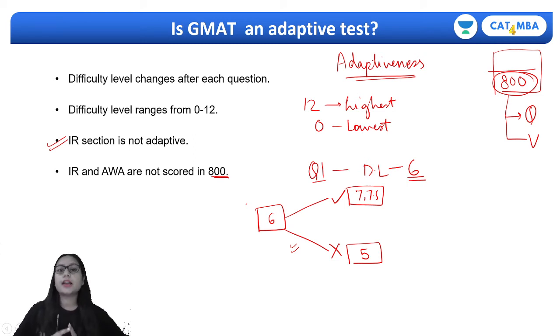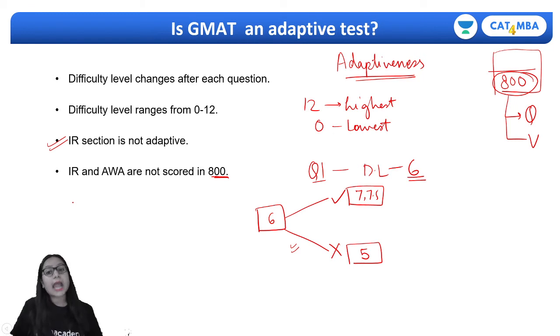Now, a question might come in your mind: can you leave any question unanswered? No, you cannot leave any question unanswered in GMAT. You have to attempt all the questions. So when you mark one particular question, then only you can move to the next question. So this is compulsory. Like in CAT, you can leave questions unanswered, but in GMAT, you cannot leave any question unanswered.